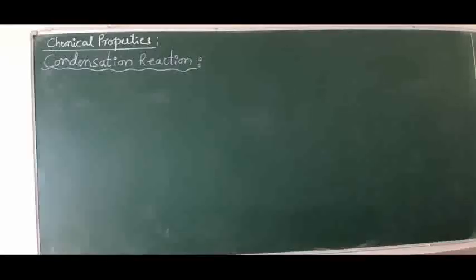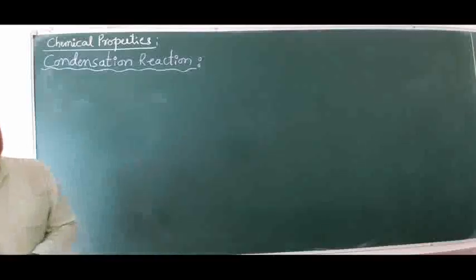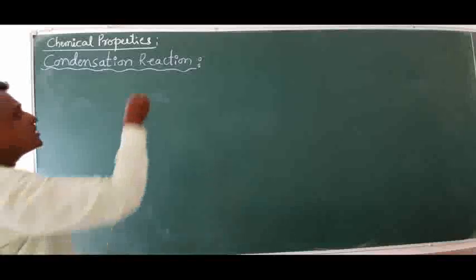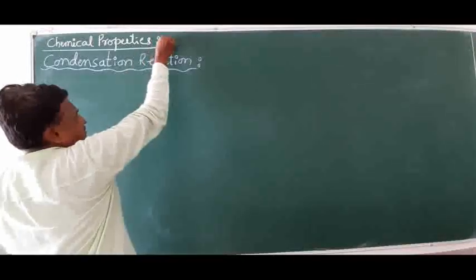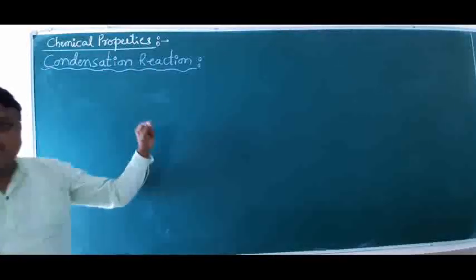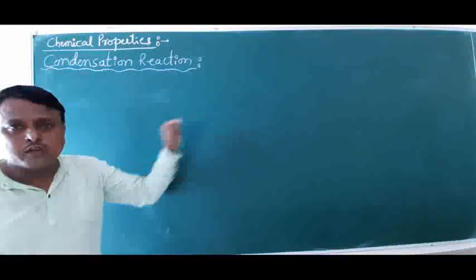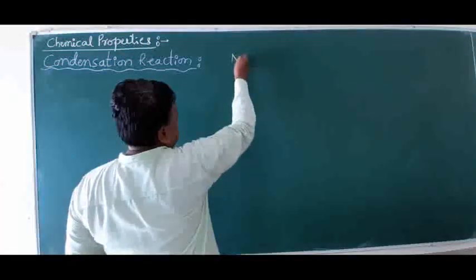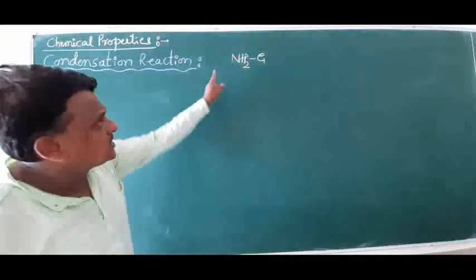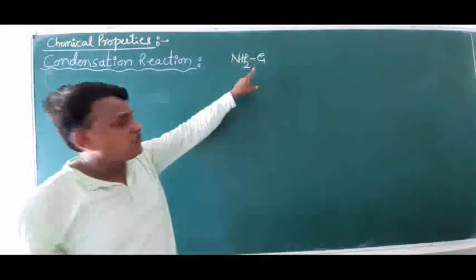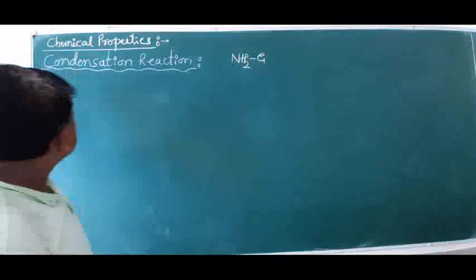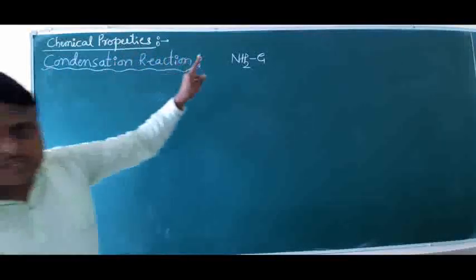Hello everyone. Let us move on to the chemical properties of the chapter aldehydes as well as ketones. In this part we have a major reaction, the condensation reaction. What happens when aldehydes and ketones undergo condensation with ammonia derivatives? I use the formula NH2G, where G is any substituent. These are the ammonia derivatives with general formula NH2G.